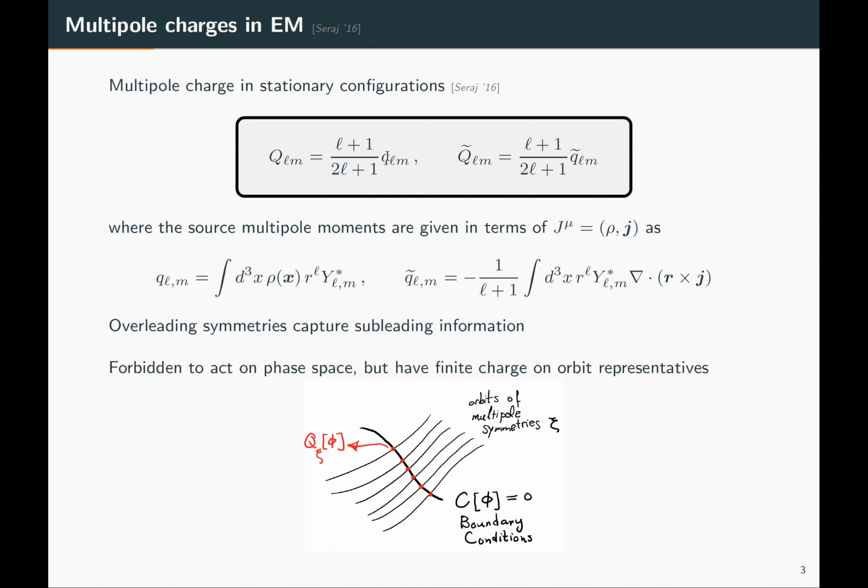And this is why we get a finite result for the charge. But I should stress that because of this overleading behavior, these symmetries are not allowed to act on the phase space because they are restricted by the boundary conditions, if you impose some boundary condition on the gauge field. So the constraint surface intersects each orbit of these multipole symmetries at single points. But still, as I showed here, the charge associated to these symmetries is finite on the constraint surface, at least for stationary spacetimes.